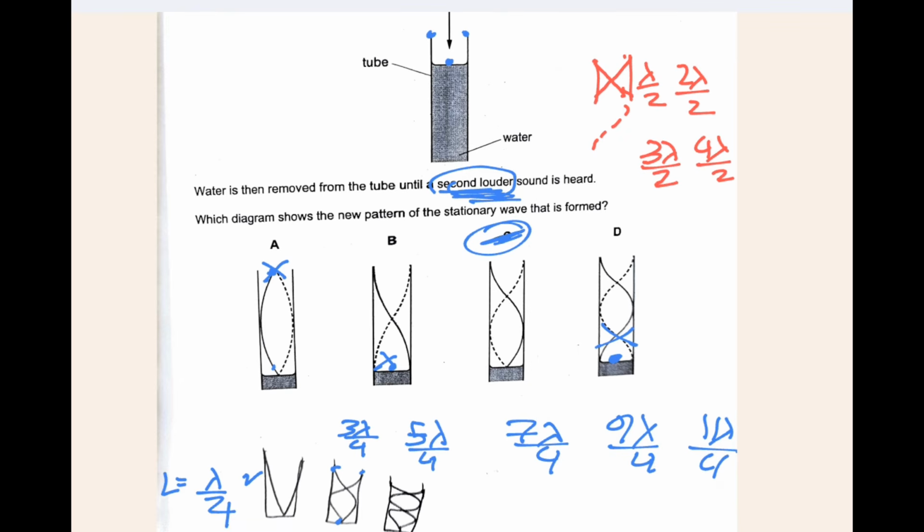It increases in this sequence. It is lambda by 2, 2 lambda by 2, 3 lambda by 2, 4 lambda by 2, 5 lambda by 2, 6 lambda by 2, 7 lambda by 2 in this sequence.